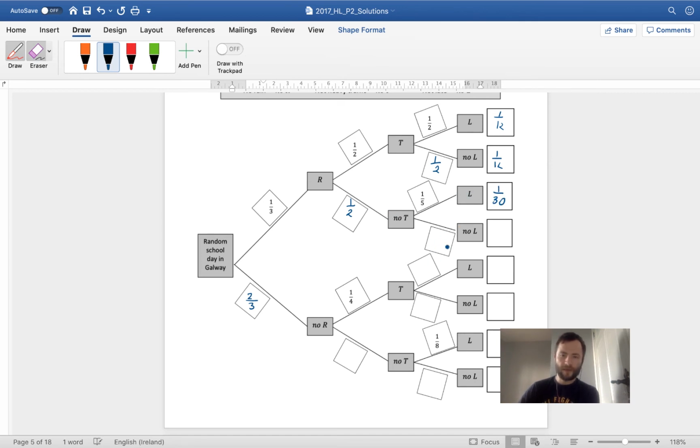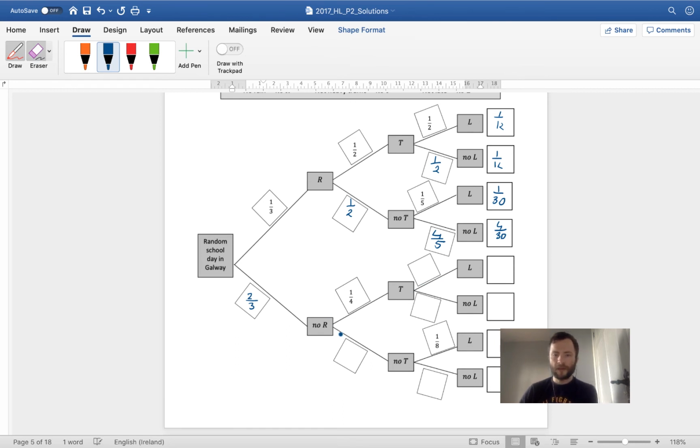Now, I don't have the probability yet, but if the probability of being late on this day with no traffic is 1 over 5, the complementary probability is 4 over 5. So the probability along this leg is a third times a half, 1/6, times 4/5, which is 4 over 30. We can say it's 2/15, but 4 over 30 is fine.